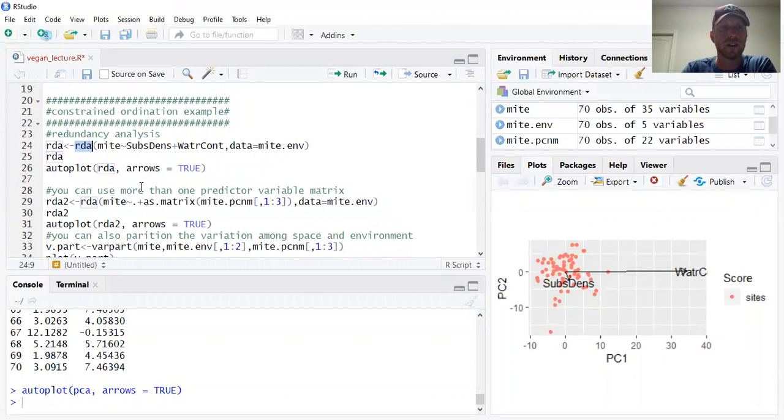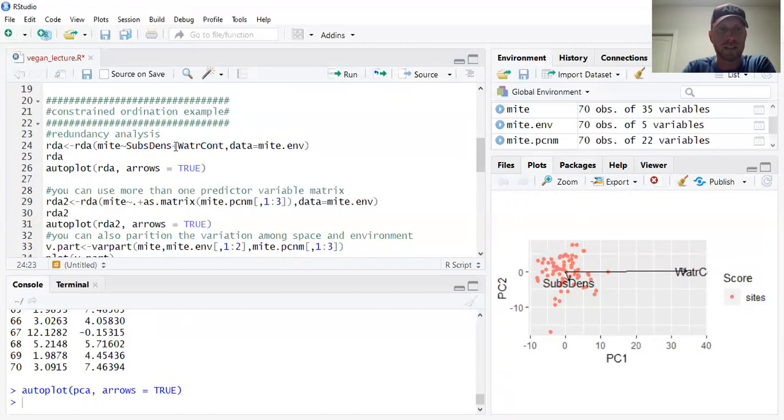So here we're still using this RDA, this redundancy analysis function, but notice now we're giving it mites, which is the community matrix that we loaded earlier, and we're using that as the response variable. So remember this tilde: if it's to the left of that, it's the response variable, and if it's to the right, those are independent or predictor variables. And we're just asking with this model, essentially, how much variation in the community composition of these mites can we explain with substrate density and water content.